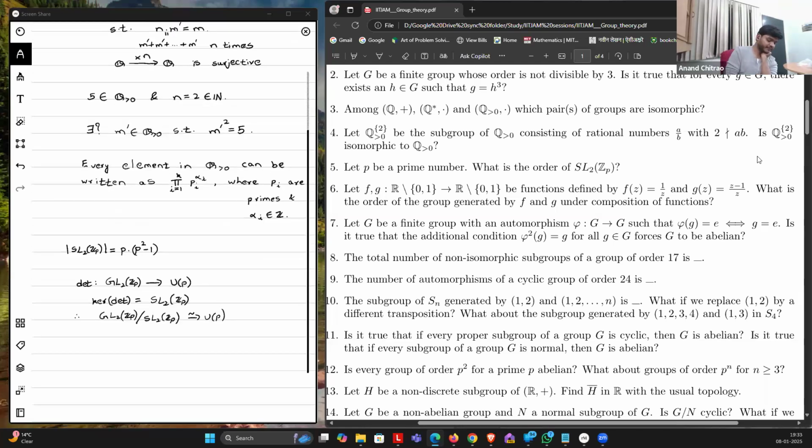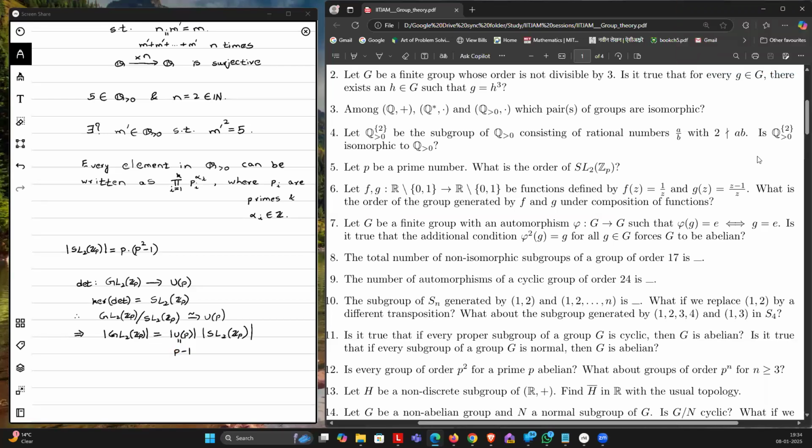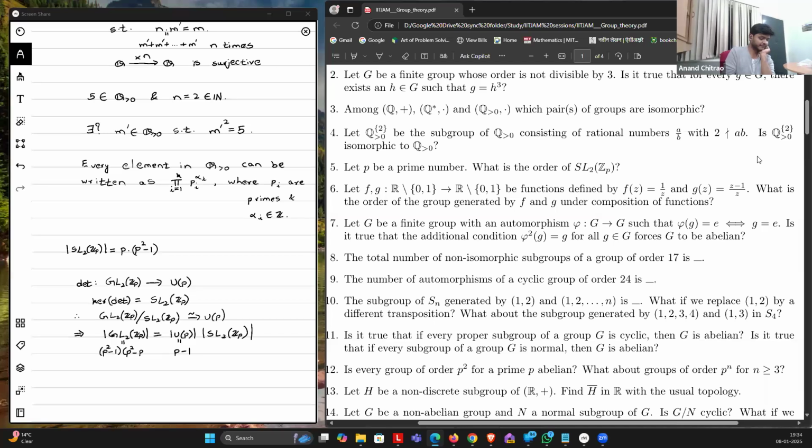Is that fine? This implies the cardinality of GL2(Z_P) equals the cardinality of U_P times the cardinality of SL2(Z_P). What is the cardinality of U_P? P minus 1. Yes, this is P minus 1. What is the cardinality of GL2(Z_P)? P square minus P multiplied by P square minus 1. Yeah, let me write it as P square minus 1, P square minus P. Okay.